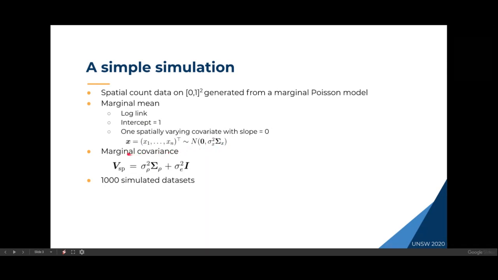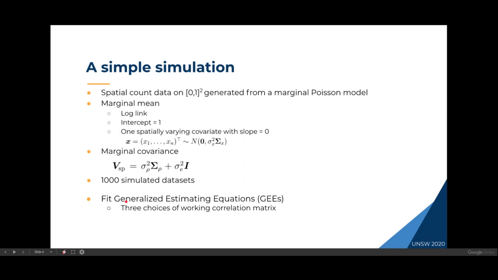Along with the marginal mean, I've also got a marginal covariance, which I'm going to denote as V_SP. It's spatial in the sense that I've got some spatial covariance. Again, this could be Matern, for example. It doesn't really matter what it is, to be honest. It's just Matern for now, plus some nugget effect, sigma squared E times the identity matrix. Then based on the marginal mean and marginal covariance, I've got this marginal Poisson model, and from that I simulate 1,000 data sets.